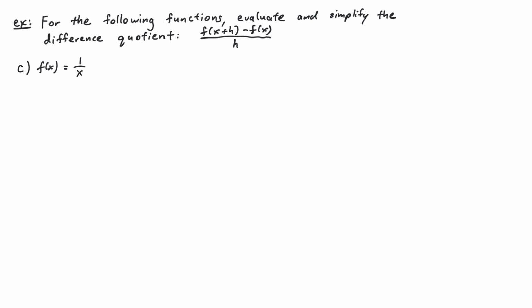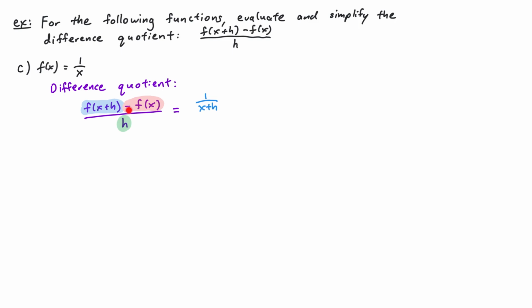This time our function is f of x equals 1 over x. Once again, if we want to write out the difference quotient, we'll break this apart into 3 portions. The f of x plus h portion, the minus f of x portion, and then the h in the denominator. Let's start out by writing out the f of x plus h. Our function here is 1 over x, so f of x plus h would mean that we replace this x in the denominator with our input x plus h. So f of x plus h is 1 over x plus h.